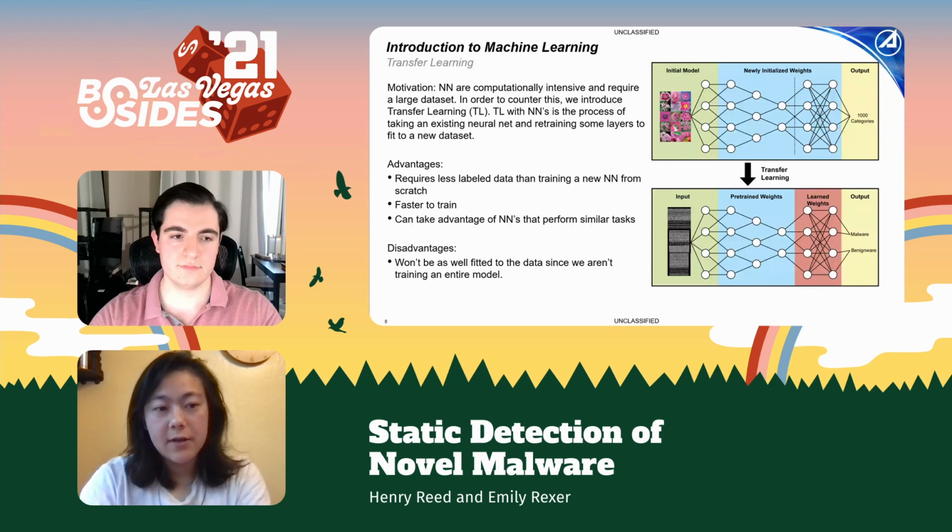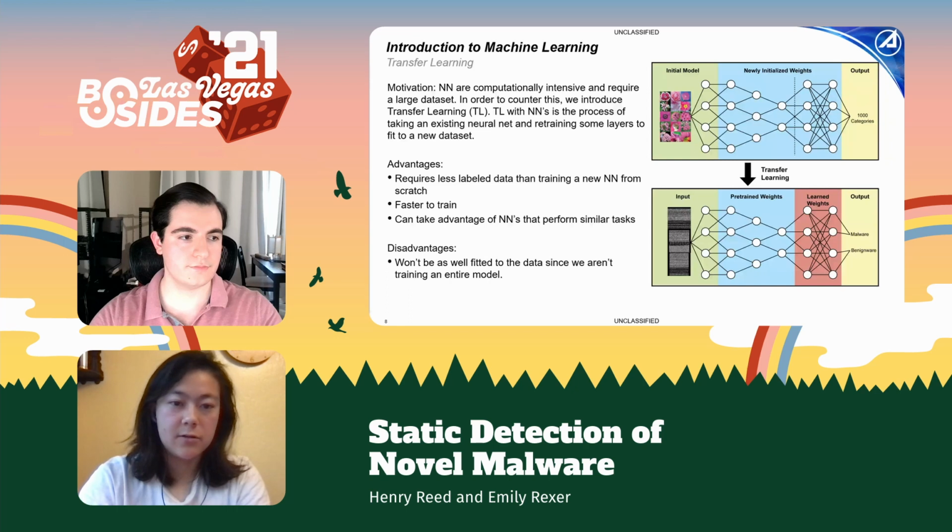Advantages to using transfer learning are that it requires a lot less labeled data than training a neural net from scratch. It's also a lot faster to train, partially because it requires less data. And you can also take advantage of neural nets that perform similar tasks. In our case, that would be image recognition. Disadvantages to using transfer learning, though, is that the model you eventually create will not be as well fitted to the data as training a neural net from scratch, because you aren't retraining the entire model. You're just retraining some added layers on top.